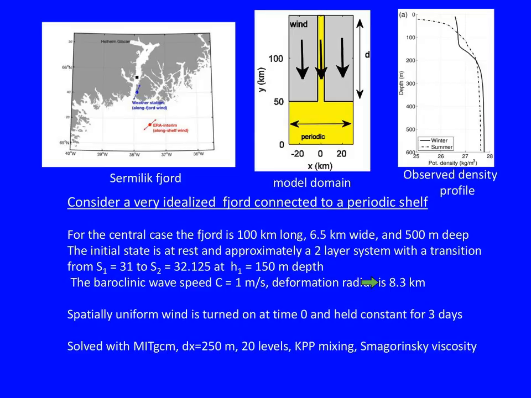For most of the model calculations, I'm going to start with this 2-layer system at rest. I turn the wind on. It's uniform in space, and I'm going to hold it constant in time for 3 days. It's not intended to represent a real katabatic wind event, particularly the time dependence, but it's useful for comparing with some of the theories I'm going to talk about.